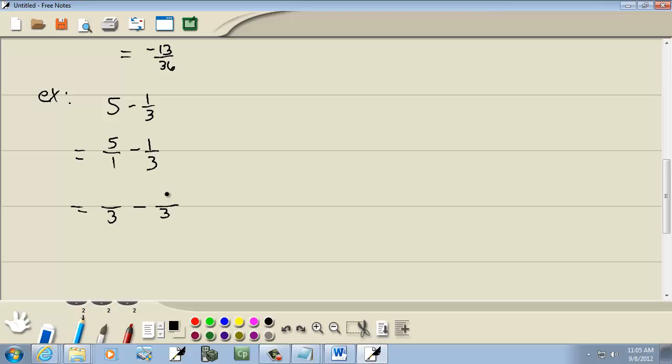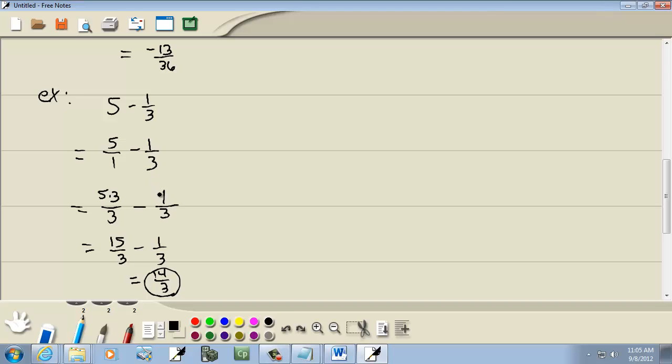Again, you ask, what did you multiply by to get the new denominator? Second fraction, we didn't change at all. First one, we multiplied the bottom part by 3, so we have to multiply the top part by 3. So it gives us 15 over 3 minus 1 over 3. 15 minus 1 gives us 14. So our answer is 14 thirds.